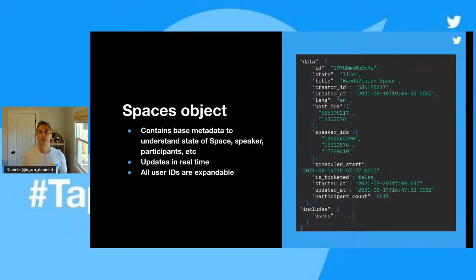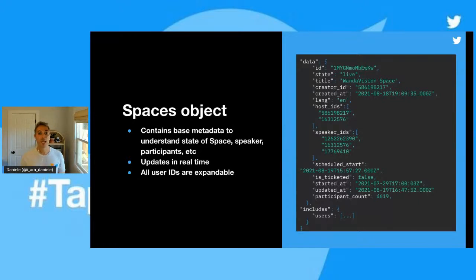And again, piggybacking on Aurelia, Aurelia introduced expansions, and so with the Spaces API, you can expand full user objects for any of these users here too. So anytime you see a numeric ID next to a creator ID, for example, you don't have to make a separate call to the user API. You can just get them from there, and they will appear in the includes users, just like Aurelia mentioned before.